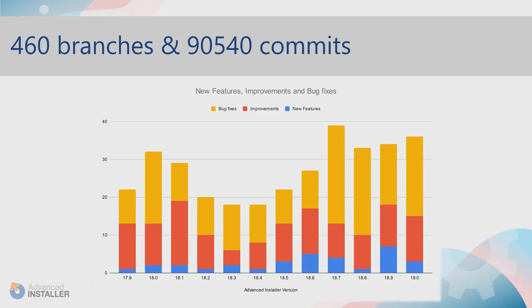In 2021, we actually managed to release 12 major versions and 4 bug fixes releases. And we've spread this over 460 branches and over 90,000 commits in our Git repositories. It's been a really exciting year, considering it's our second year of almost full remote work. And we're looking forward to 2022.